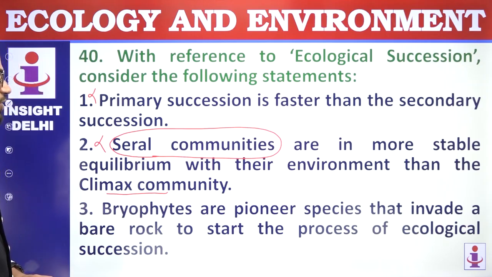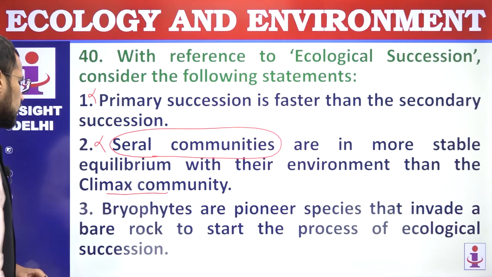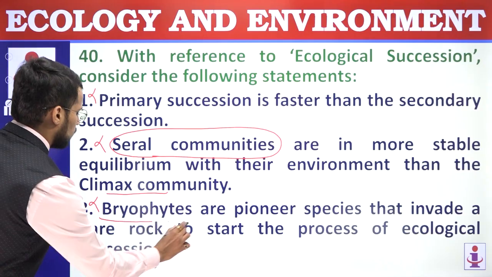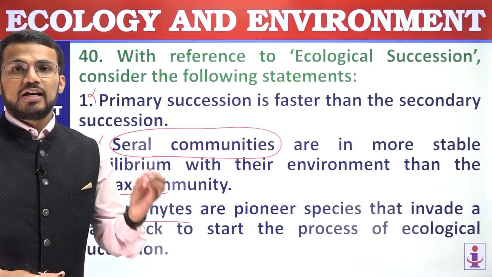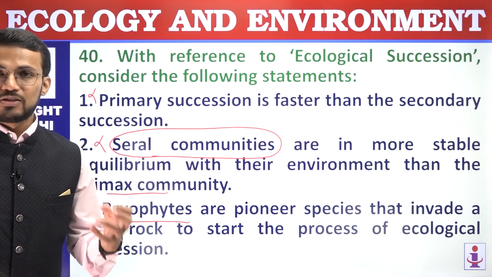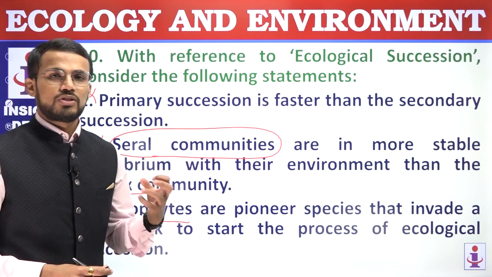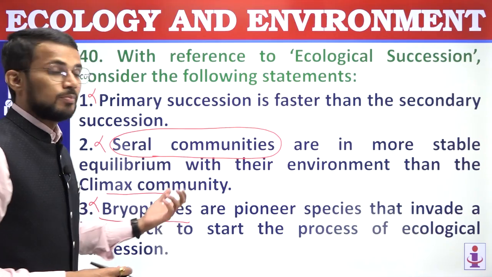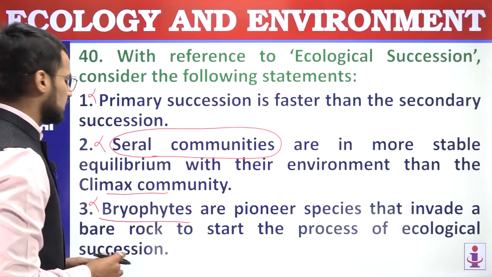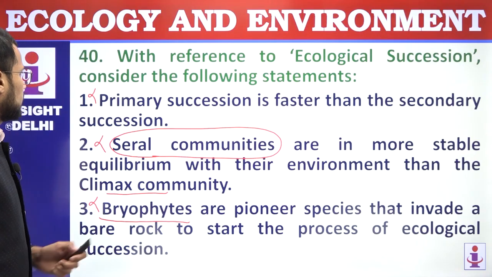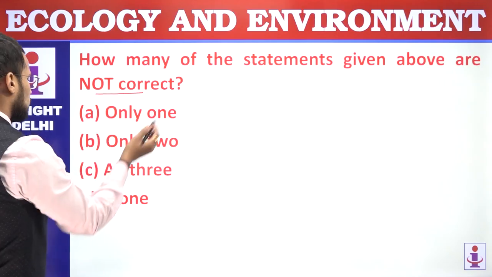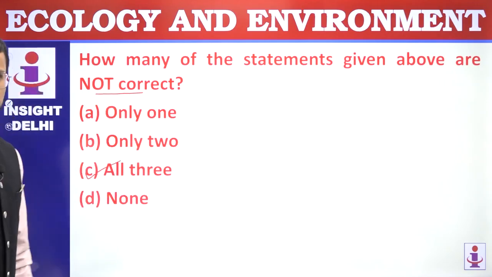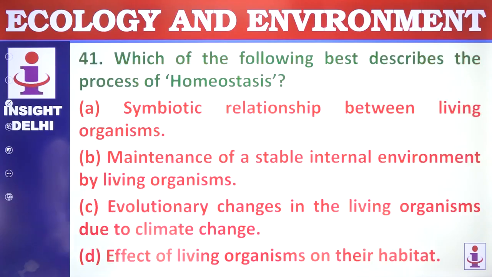Third, bryophytes are pioneer species that invade a bare rock to start the process of ecological succession. Right, so bryophytes do not start ecological succession. They are not pioneer species. It is lichens, mosses which are pioneer species. Once lichens, mosses develop, thereafter bryophytes may occur, right? Not in the initial instance. So all these three statements are incorrect. We are supposed to find out statements which are not correct or incorrect. That means the answer is C, all three. 40th question, answer is C.